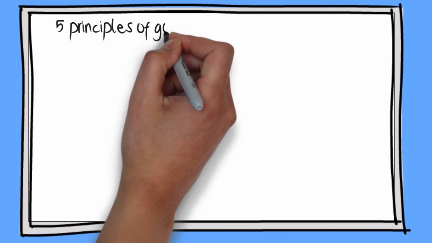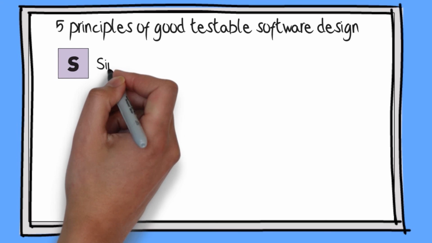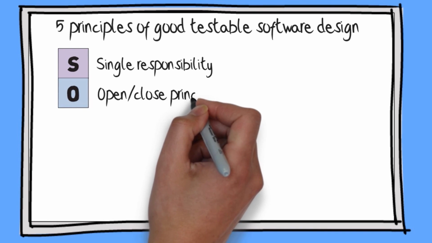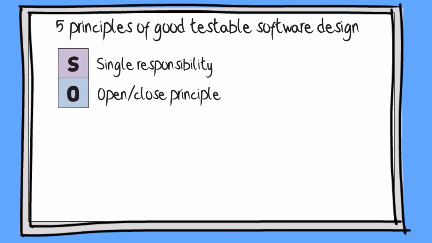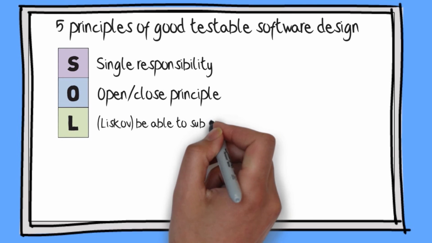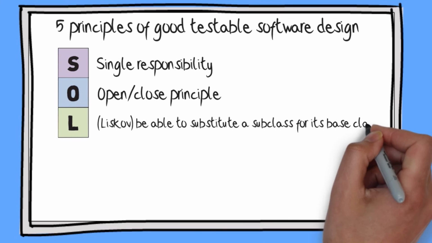5 principles of good testable software design. Use the acronym SOLID. S. Single responsibility. There should never be more than one reason for a class to change. O. Open-close principle. You should be able to extend a class without changing it. L. Liskov substitutability principle. You should be able to substitute a subclass for its base class.